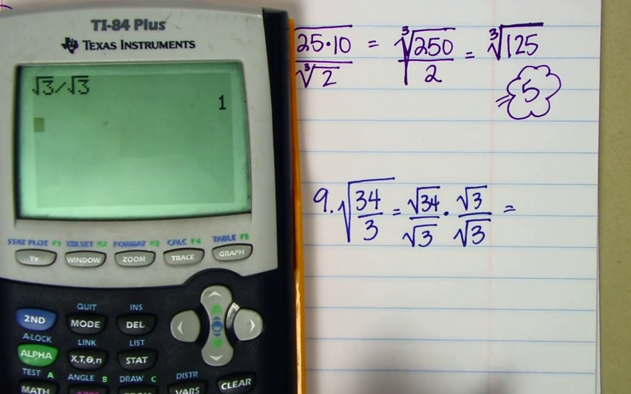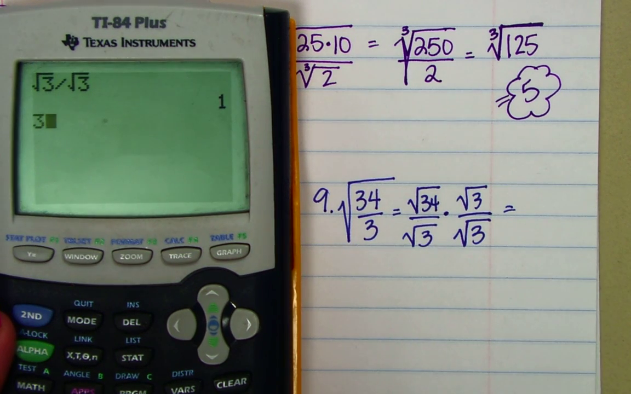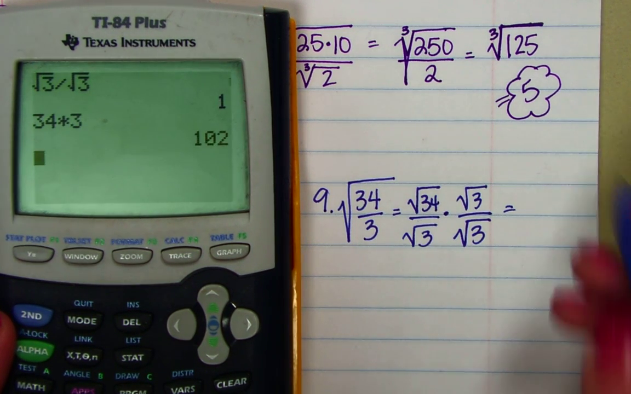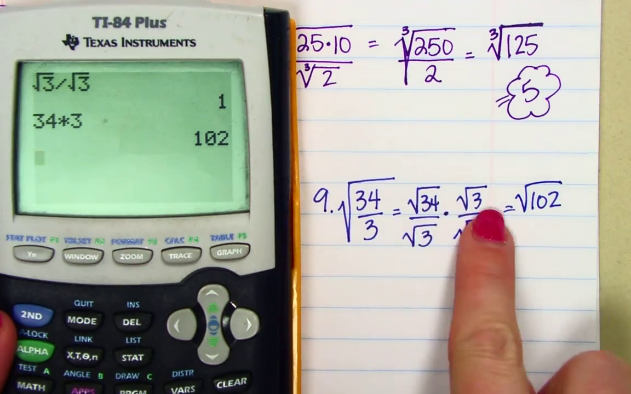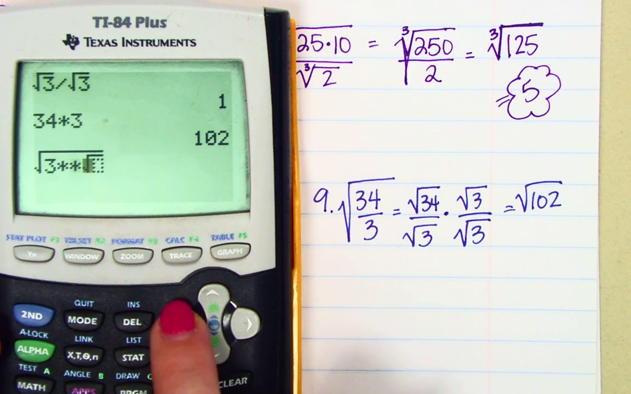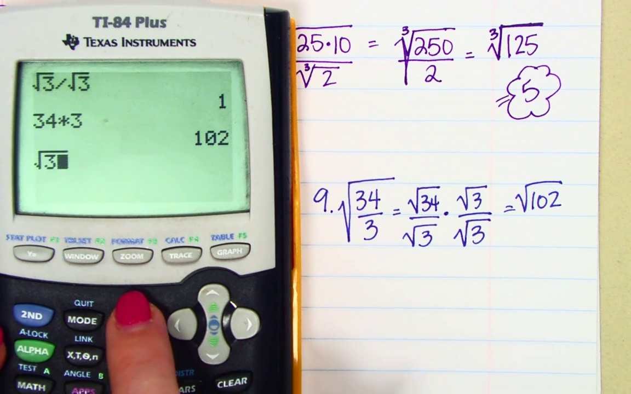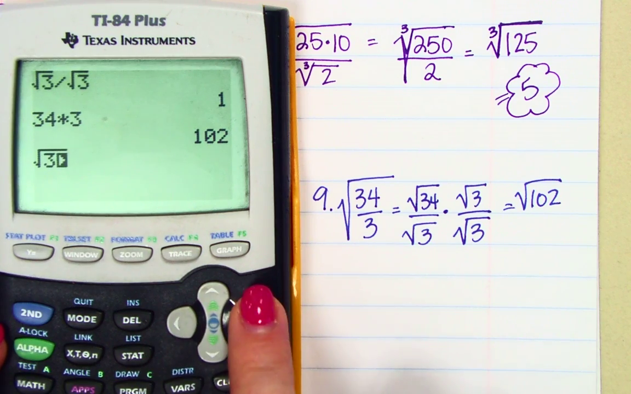Sorry, you can't see that. Okay, and then now multiply 34 times 3. 102. Okay, that stays in the square root. And square root of 3 times square root of 3. Oops. Oh my God, why is this happening to me? So embarrassing. I'm so confused.